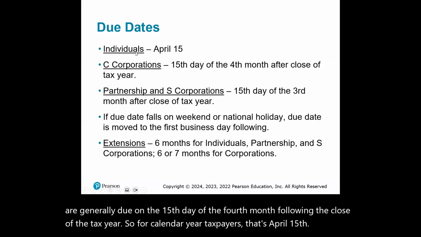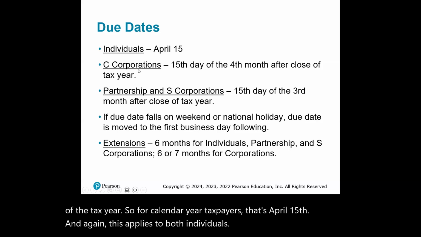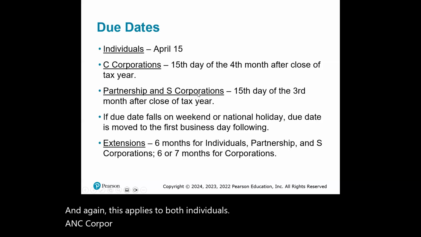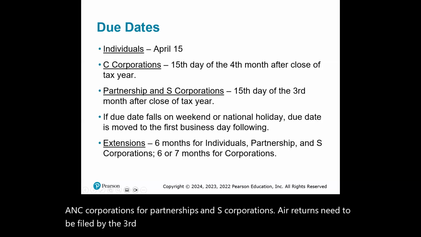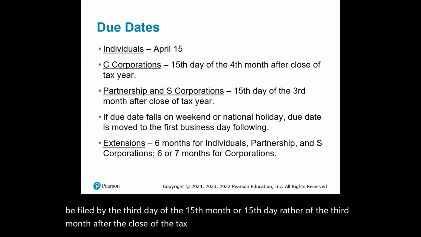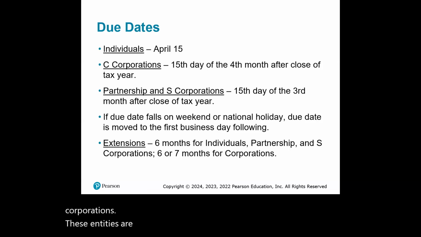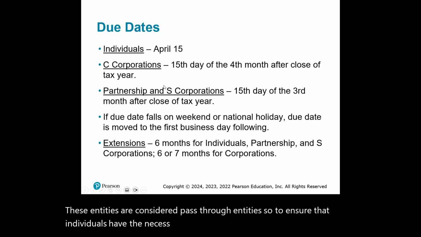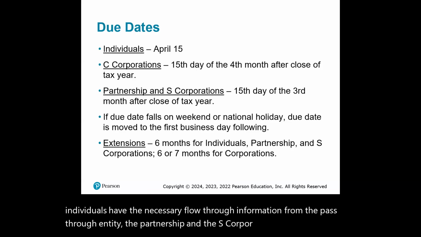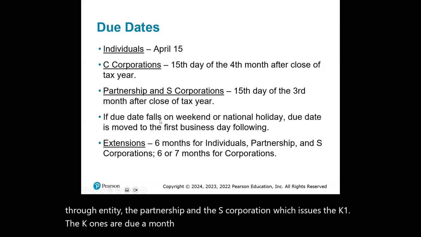And again, this applies to both individuals and C corporations. For partnerships and S corporations, their returns need to be filed by the 15th day of the 3rd month after the close of the tax year. And again, partnerships and S corporations are considered pass-through entities. So to ensure that individuals have the necessary flow-through information from the pass-through entity, the partnership and the S corporation, which issues the K-1, the K-1s are due a month before the individual returns are due.